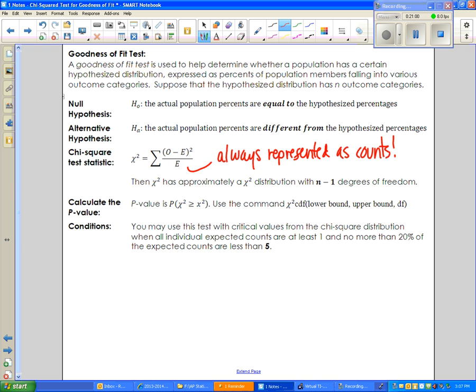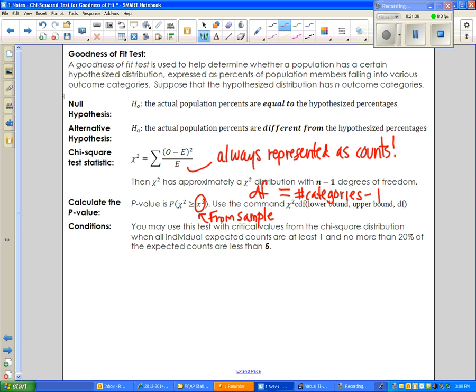Then chi-squared has an approximately chi-squared distribution with n-1 degrees of freedom, where n is the number of categories. So n-1, that's your degrees of freedom. So just be careful with the n. N doesn't necessarily represent the sample size in this case. To determine your p-value, you're always doing an upper tail. It's always going to be greater than. You're always looking to see the probability that your chi-squared value is bigger than what you get from your sample. And it's easiest, obviously, if you just use the chi-squared command on your calculator.